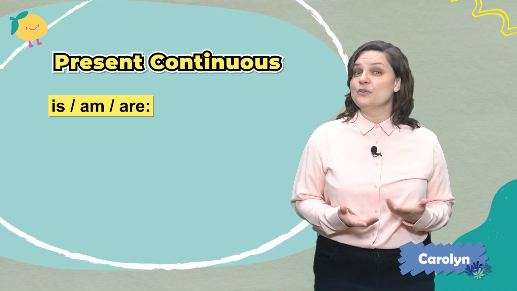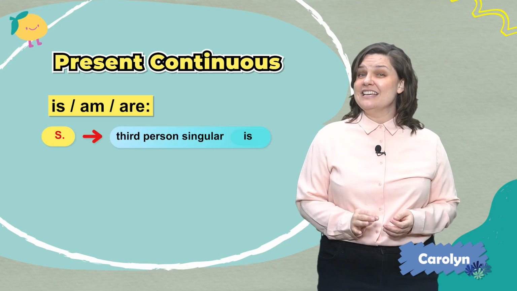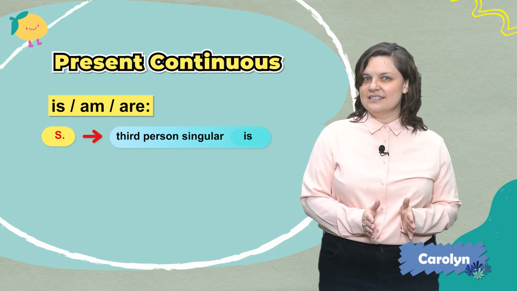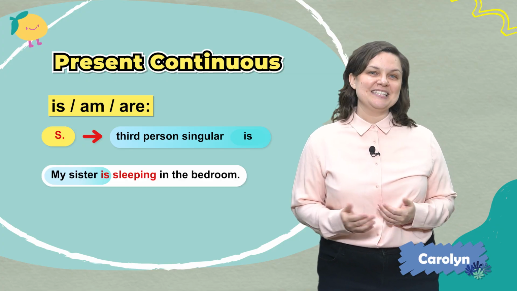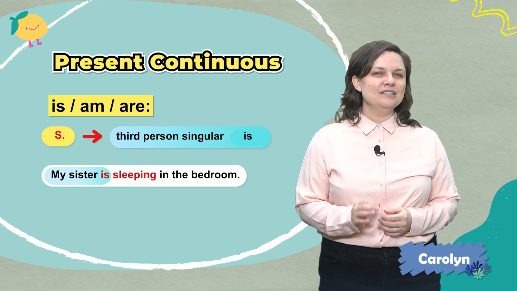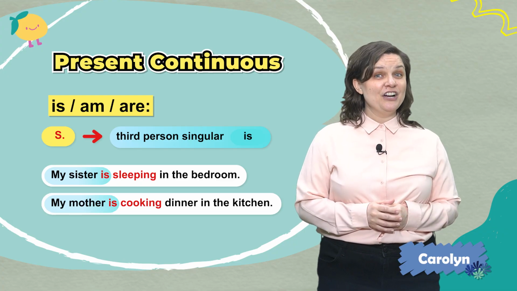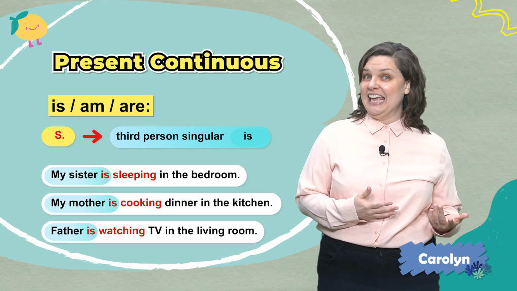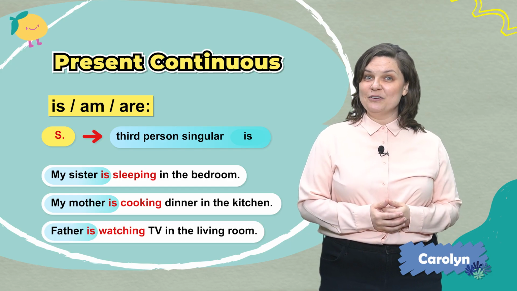An important thing to remember, when the subject is in the third person singular, we always use is. My sister is sleeping in the bedroom. That means right now. My mother is cooking dinner in the kitchen. Father is watching TV in the living room.